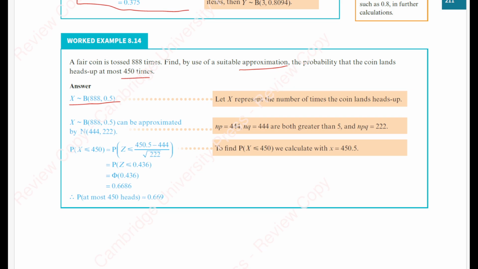But if we want to approximate it, we need again to check if NP and NQ are larger than 5. N is this amount and P is this amount, so Q will also be 0.5. So we multiply N by P and we get 444, and we multiply the number of trials by Q and we also get 444, and they both are greater than 5, so we can use the approximation. Then we can find the variance by calculating NPQ. As you know from the binomial distribution, the variance is NPQ, and it is 222.